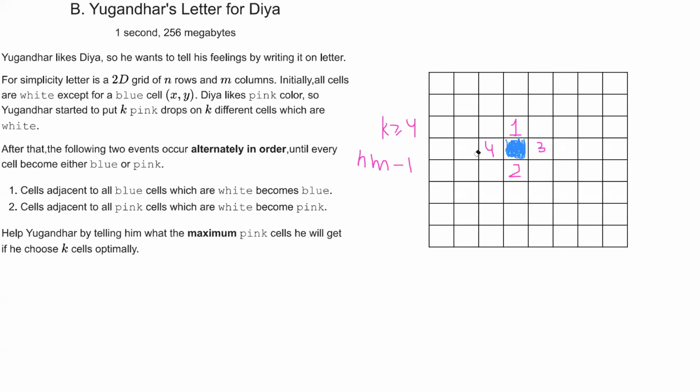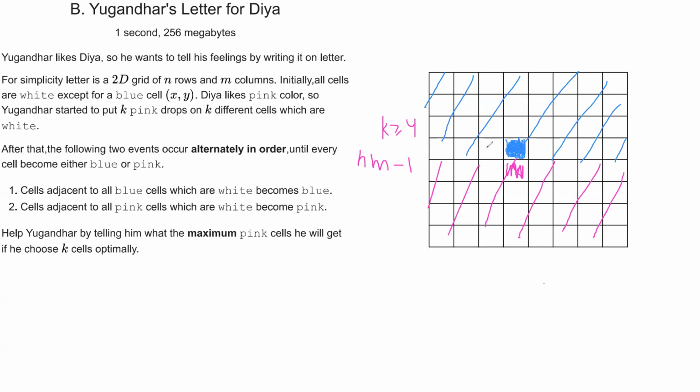And if k is less than 4, so if it is 1, this one can be placed at any place, but you need to calculate the area. For example, if we put a pink cell here, this whole area will be pink, and this whole area will be blue. It's quite easy to establish the area. It's just the coordinates you need to use and the sizes n and m.